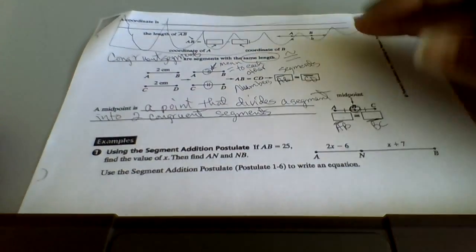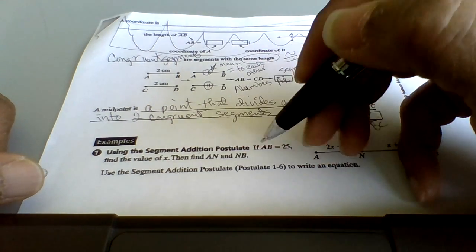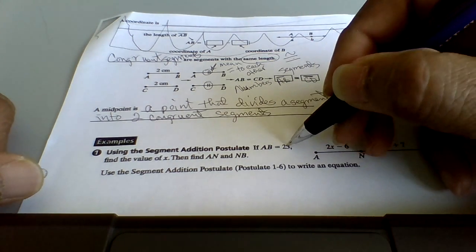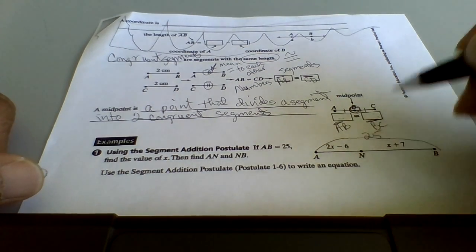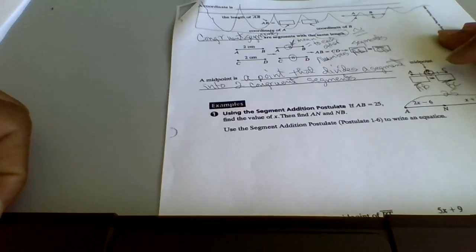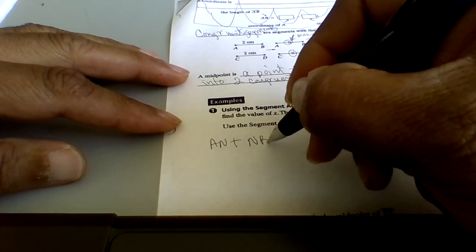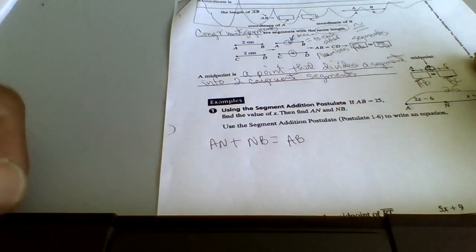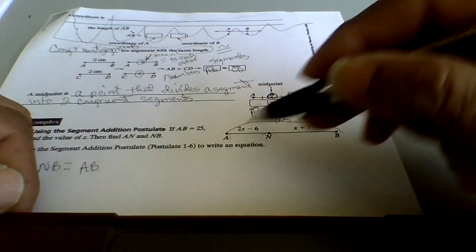All right, use the segment addition postulate. Segment addition says that I'm going to add two segments together and get the whole amount. So if AB is equal to 25, so from here all the way over to here is 25, I'm going to set up my equation then. AN plus NB is going to equal AB. AN plus NB is equal to the whole thing, AB.